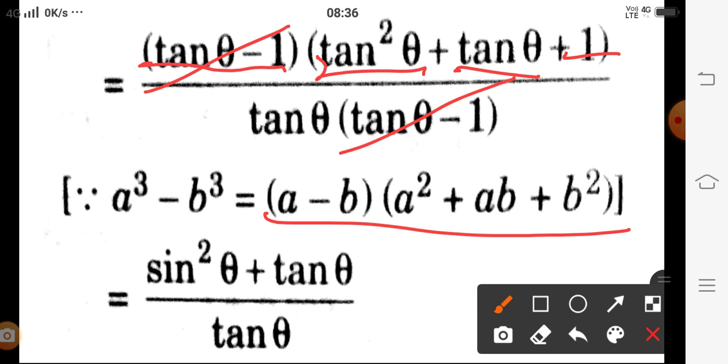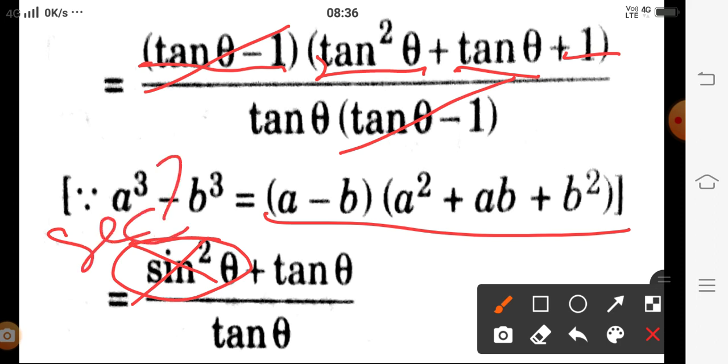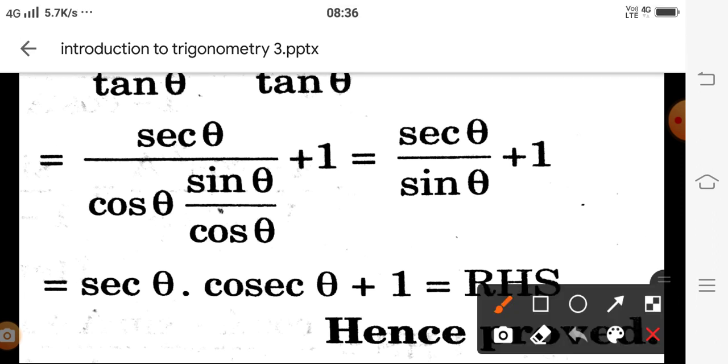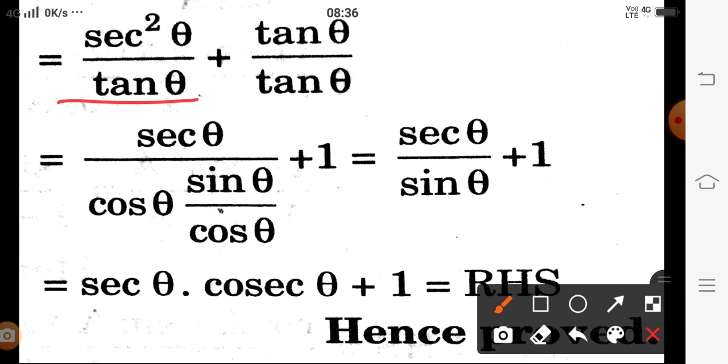Here, tan square theta plus 1 is sec square theta, according to the identity, the relation between tan and sec that we have. Then we are getting sec square theta plus tan theta, and in the denominator we have tan theta. Then after separating these terms, we are getting sec square theta upon tan theta plus tan theta upon tan theta.